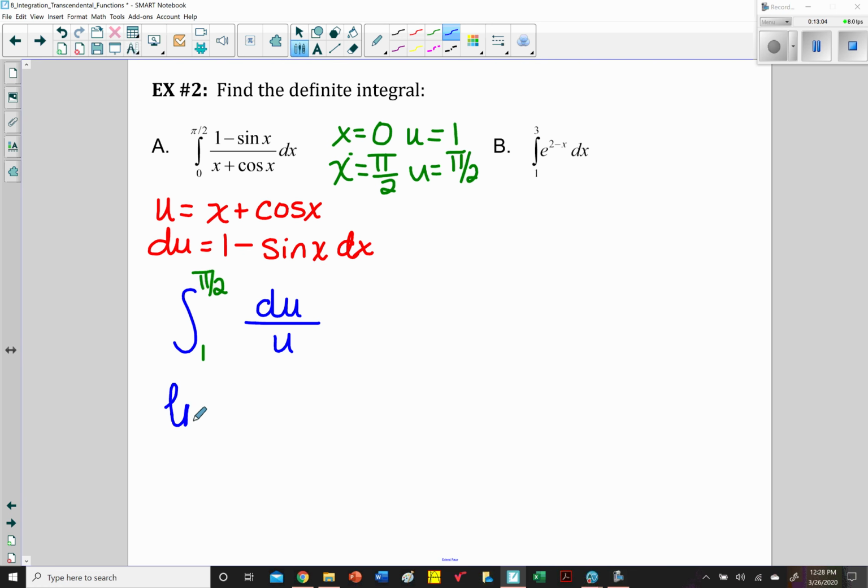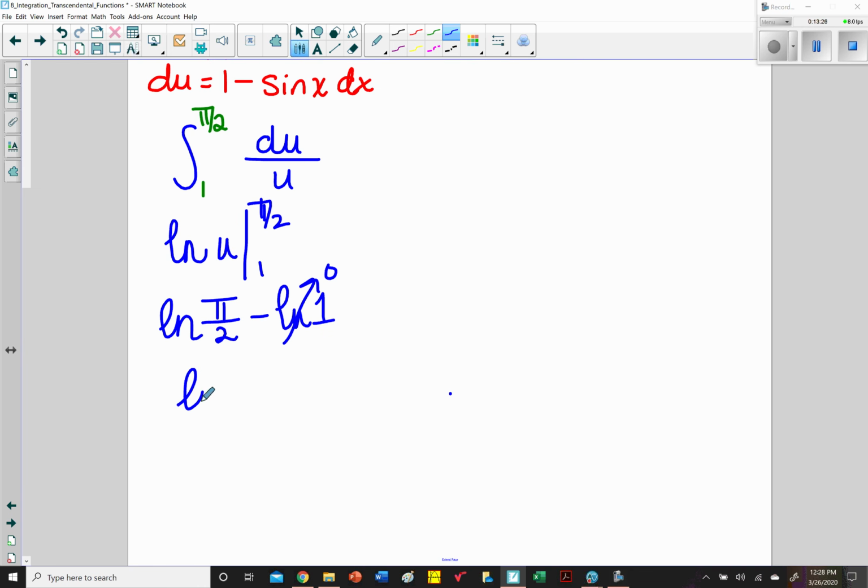We're looking at natural log of u, evaluated from 1 to pi over 2. And both of those numbers are positive, so we don't have a problem with having to use absolute value. Natural log of 1 goes to 0. And then our final answer, or definite integral, is natural log of pi over 2. No plus c needed. Definite integral.